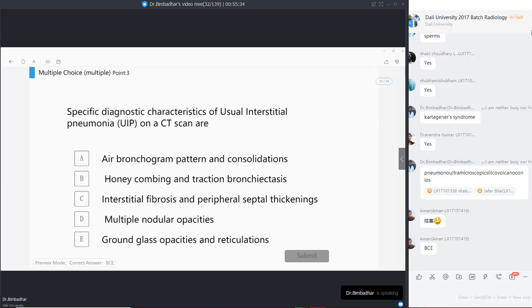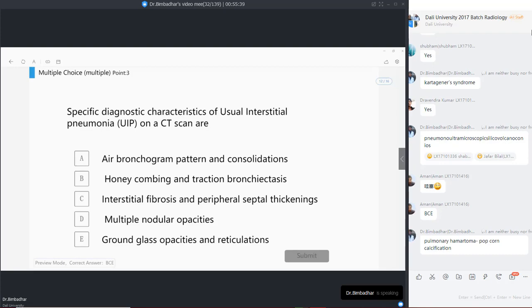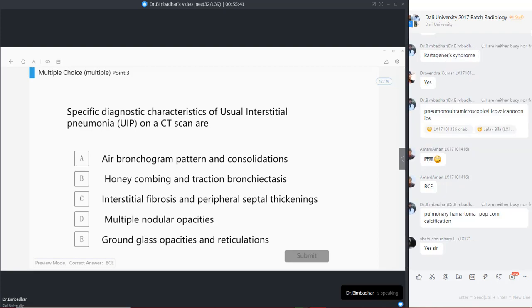Popcorn calcification. Remember, if you did not note it down before, write it down now. Pulmonary hamartoma has a classical appearance called popcorn calcification. It is a nodular density, okay? Right? Tuberculoma, yes, is a classical feature of the solitary pulmonary nodule, which is also called a satellite lesion.